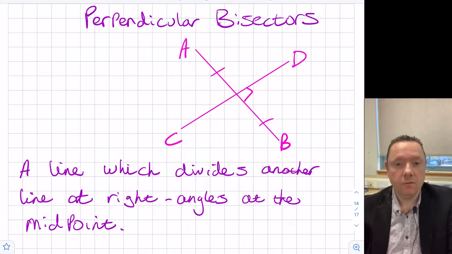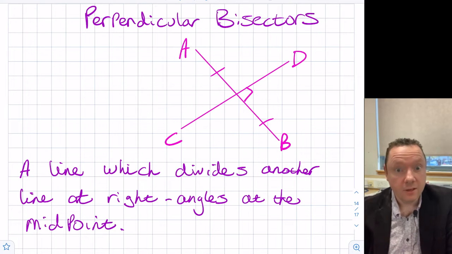In the last video, we looked at the gradients of two lines which are perpendicular, and we found out that if you times the gradients together, you get the answer of -1, which allows you to find the gradient of one of the lines given the gradient of the other, or if you can work them out. We'll now look at some specific lines.